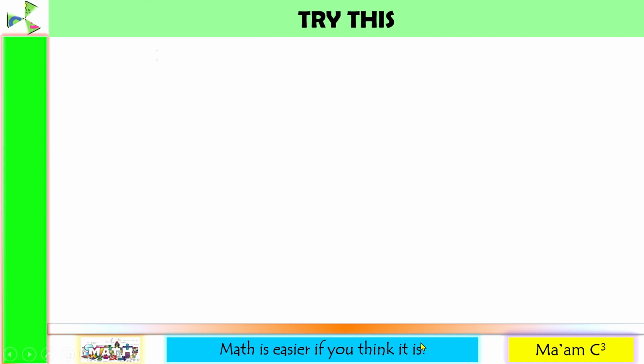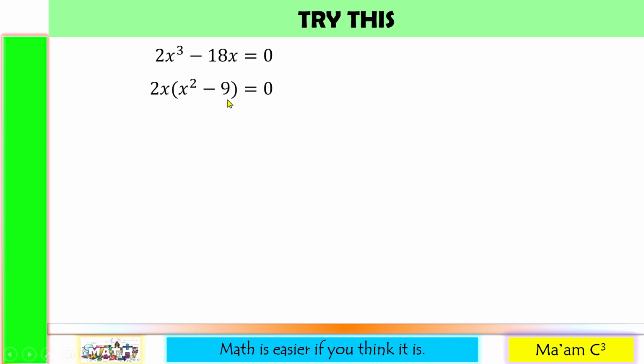Try this. We have 2x cubed minus 18x equals 0. So first, ask yourself, is there a common factor that you can factor out? 2 and 18, you can factor out 2. X cubed and x, you can factor out x. So we can factor out 2x.